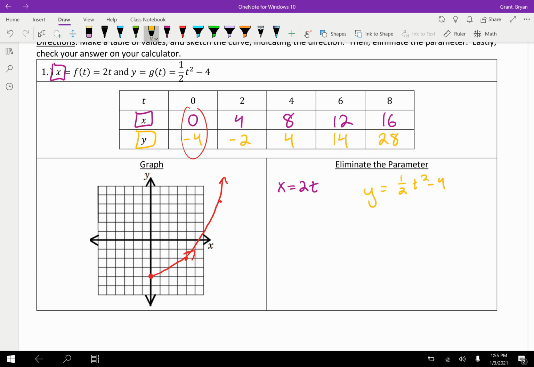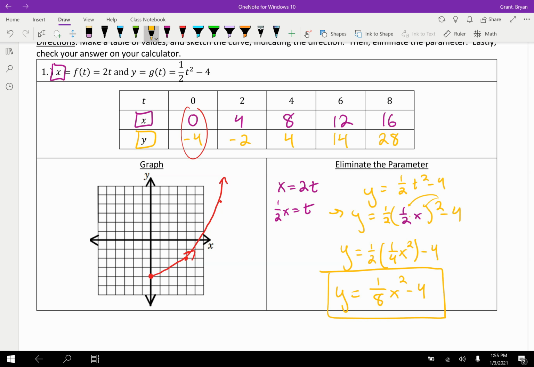I think probably the easiest way is to isolate t here and then substitute that into the other equation. So to isolate t, we multiply both sides by 1/2, and then we substitute. y equals 1/2, and instead of t, we now have 1/2 x. Can we simplify that a little bit further? I think so. We have y equals, let's do the square first, right? We can distribute with multiplication. So that gives me 1/4 x squared minus 4, or putting this all together, 1/8 x squared minus 4.